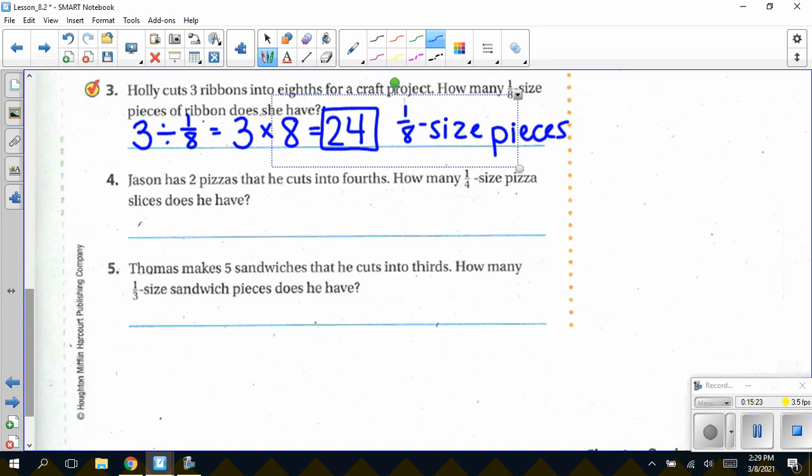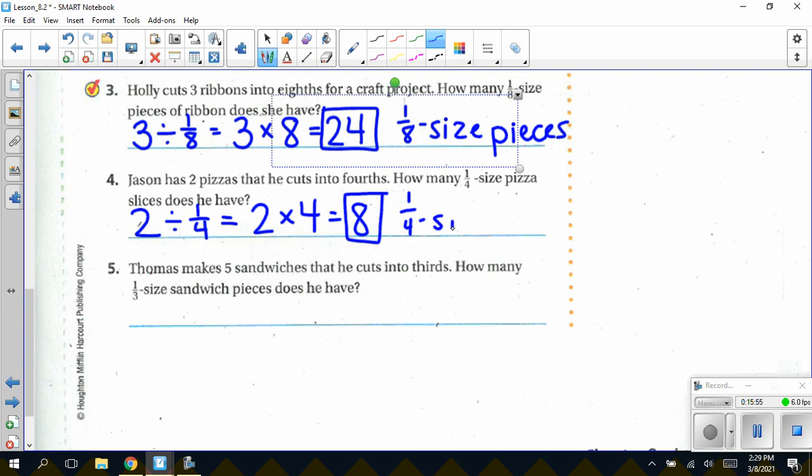Number 4, Jason has 2 pizzas that he cuts into fourths. How many 1/4 size pizza slices does he have? So our 2 pizzas that he started with, divided by 1/4 size sections. Change that to our multiplication problem to find how many sections there are. So 2 times the reciprocal of 1/4 is 4 equals 8, and then that means he would have 8 1/4 size pizza slices.